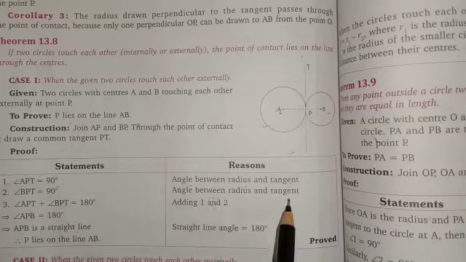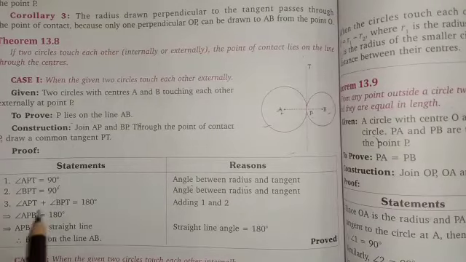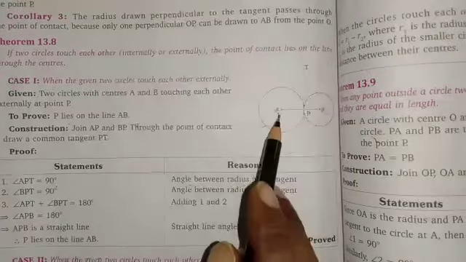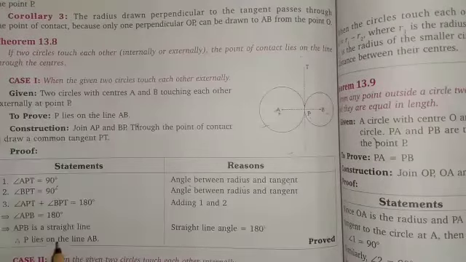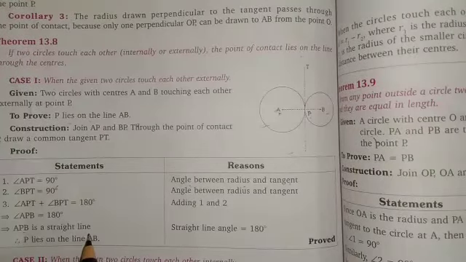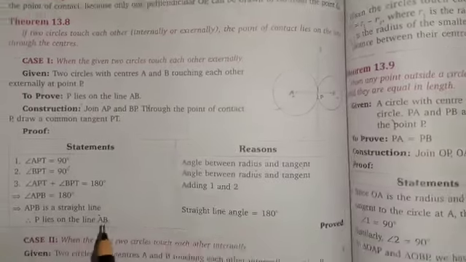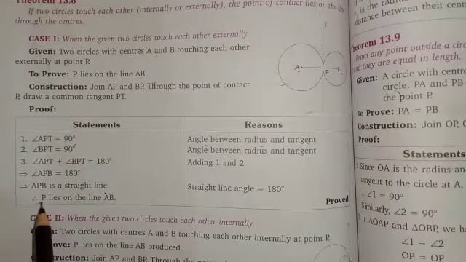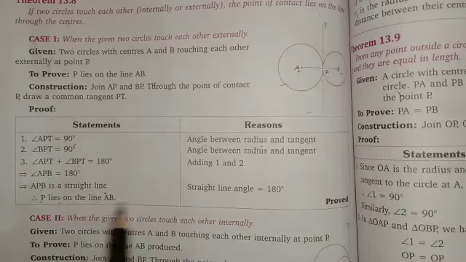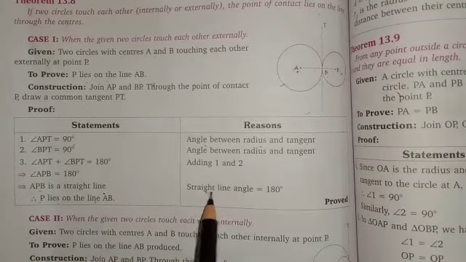Second point is also the same thing. Now adding 1 and 2, 90 plus 90 is how much coming? 180 degrees. Angle APB is 180 degrees. APB is a straight line. 180 means it is a straight line. Therefore P lies on the line AB. That means as it is a straight line, the angle is 180.